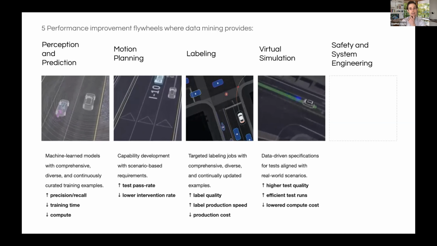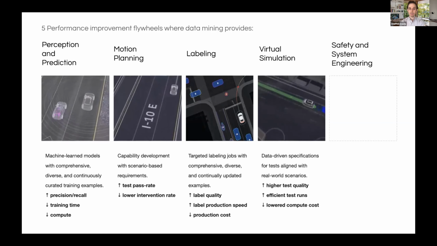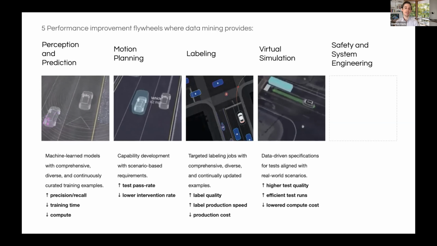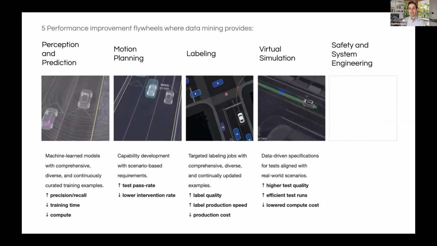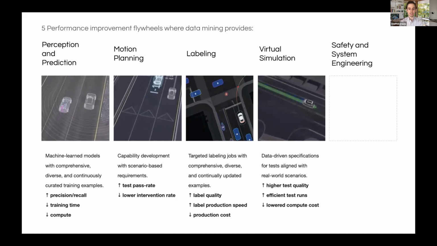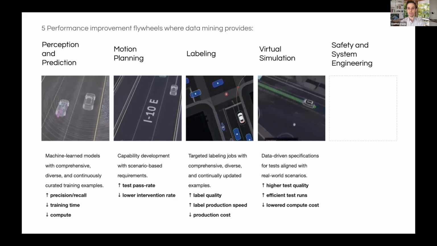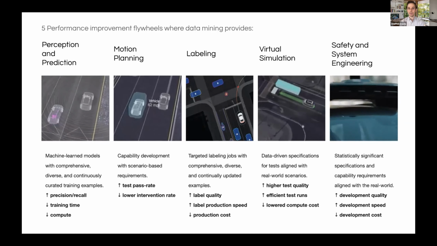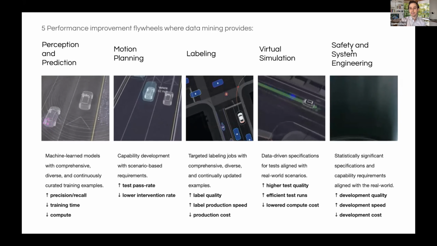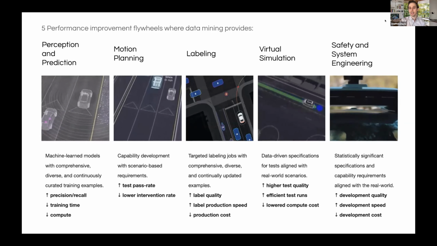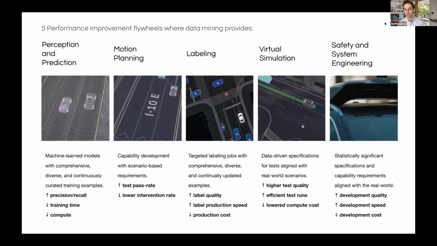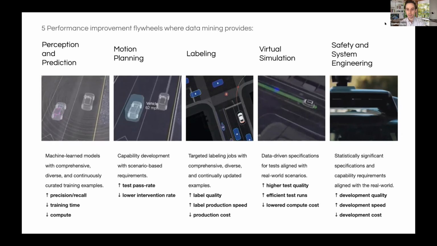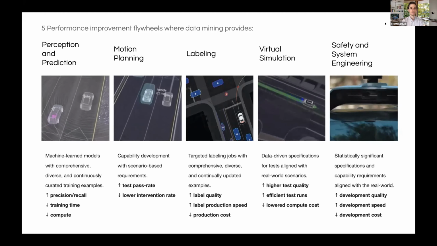Next, we're going to be looking at how data mining provides for virtual simulation, data-driven specifications for tests aligned with real-world scenarios. This has the effect of increasing test quality, increasing the efficiency of each test run, and lowering the overall compute cost. Then finally, we're going to be looking at how data mining provides for safety and systems engineering, statistically significant specifications and capability requirements aligned with the real world. This has the effect of increasing overall development quality, increasing overall development speed, and decreasing overall development cost.